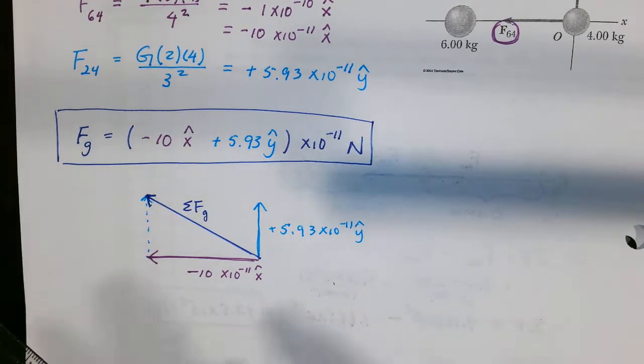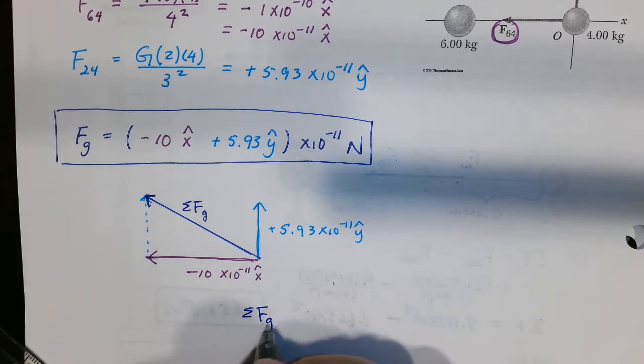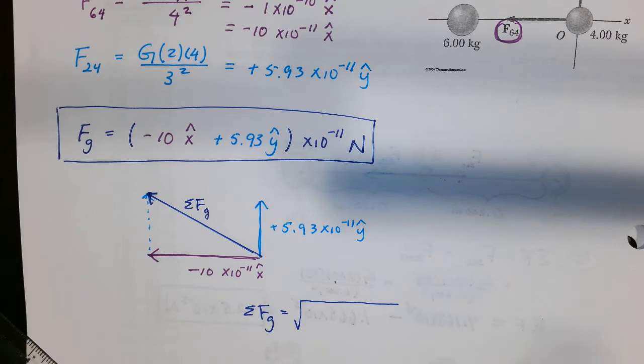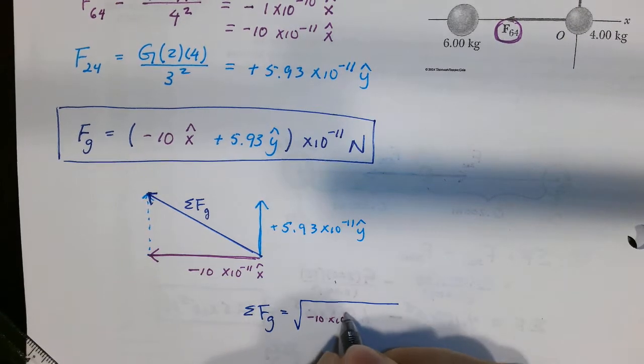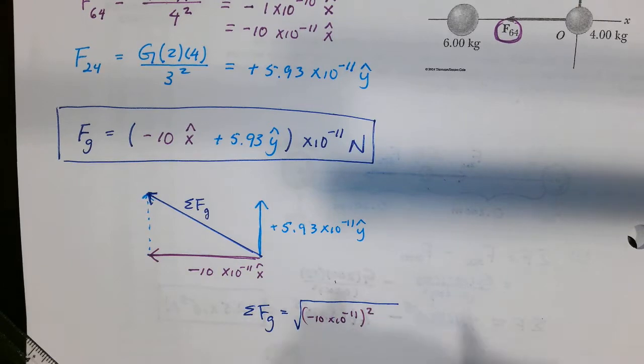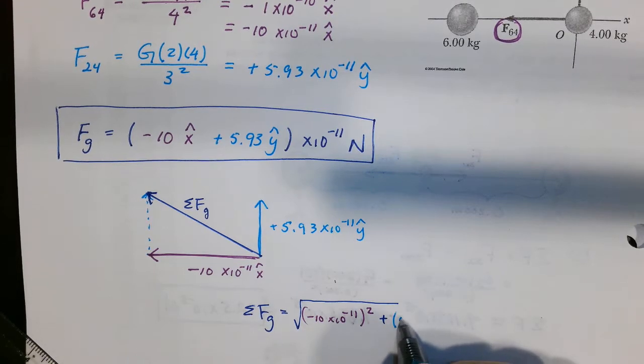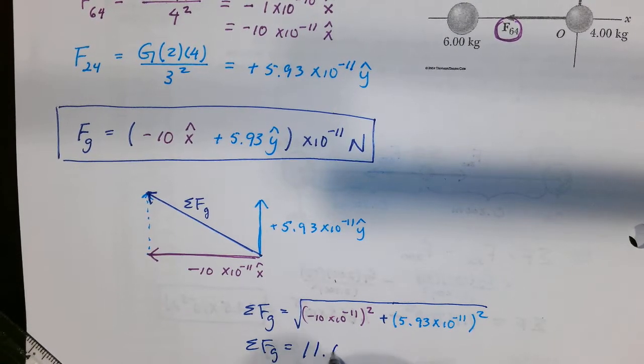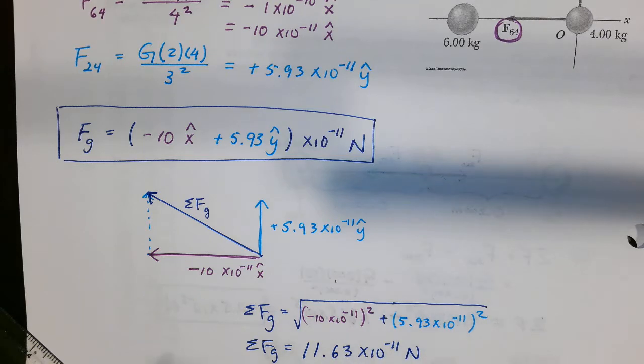So that's easy now. The sum of all gravitational force is equal to the square root of negative 10 times 10 to the negative 11th quantity squared plus 5.93 times 10 to the negative 11th squared. So the net force Fg is equal to, you get something like 11.63 times 10 to the negative 11th Newtons as the magnitude.